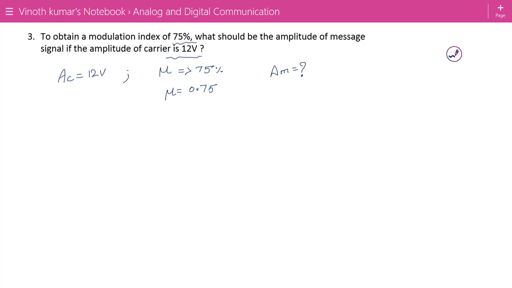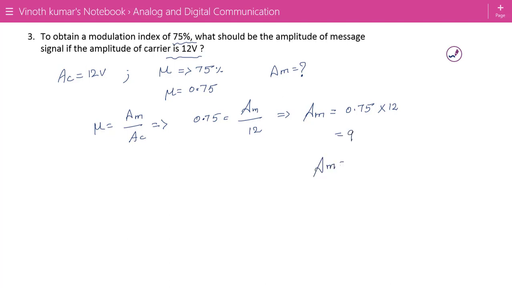So it is very simple. The expression for the modulation index is nothing but AM divided by AC. So the modulation index 0.75 is equal to AM divided by AC, which is 12. So AM is calculated as 0.75 into 12, that is 9. So the message signal amplitude is 9 volts.